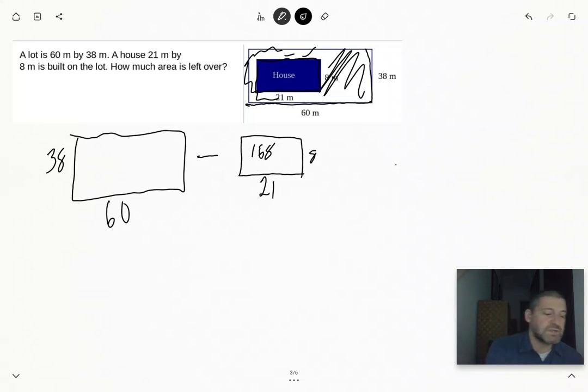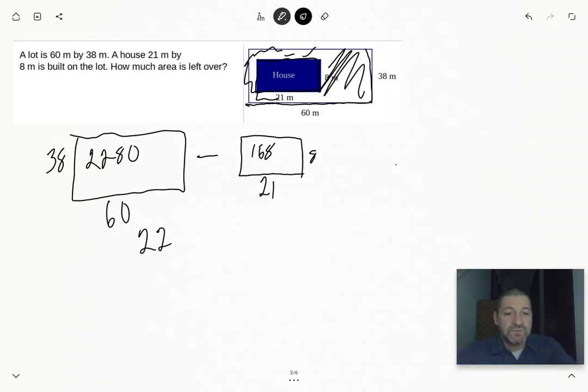Okay, that'd give us 2,280. So 38 times 60 gives us the area of the yard. 21 times 8 gives us the area of the house. So I'm going to subtract them. The area was 2,280 for the yard, minus the house, which was 168.